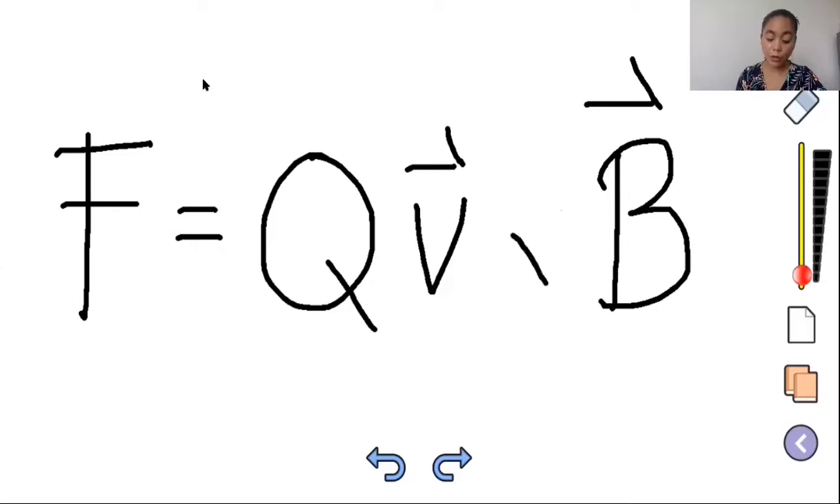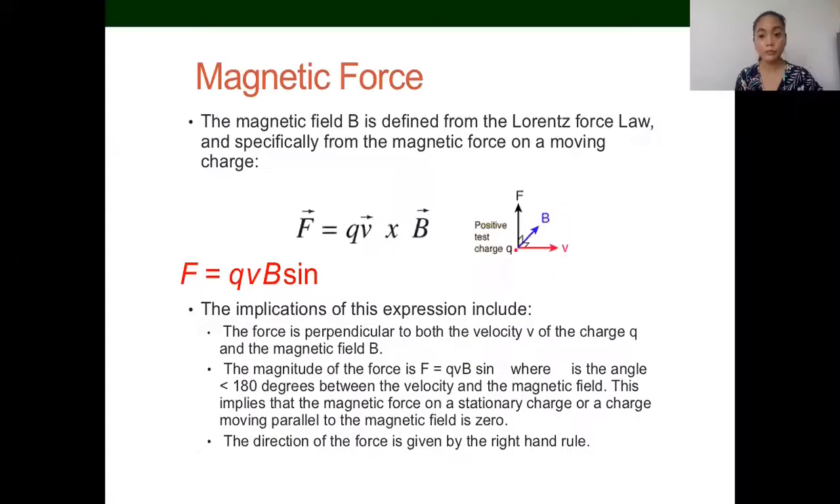And then we cross multiply. We can also use sine theta. So this is the general formula of magnetic force. But there is a fourth key, and that is the force doesn't have the same direction as the velocity and the magnetic field.